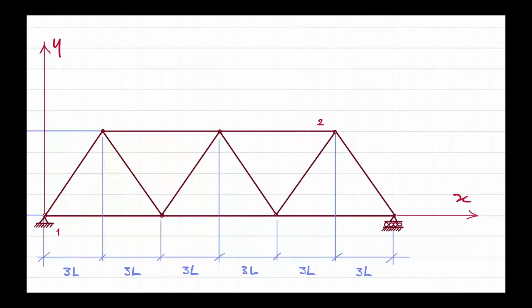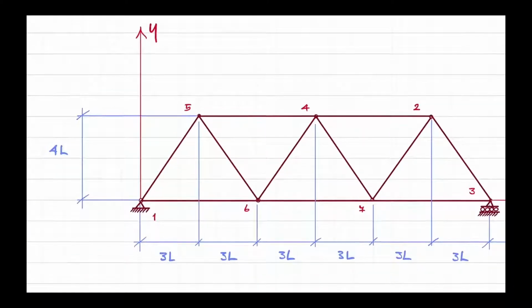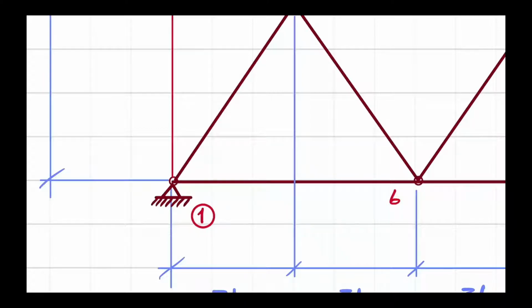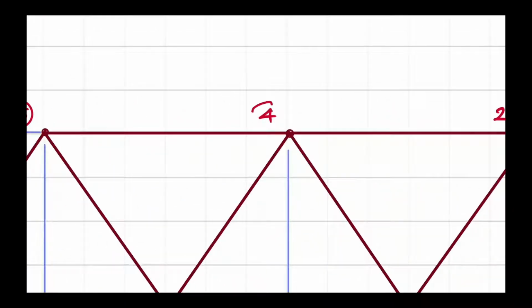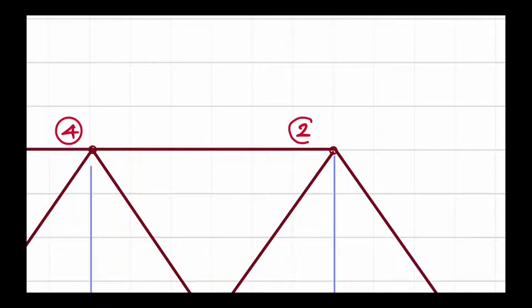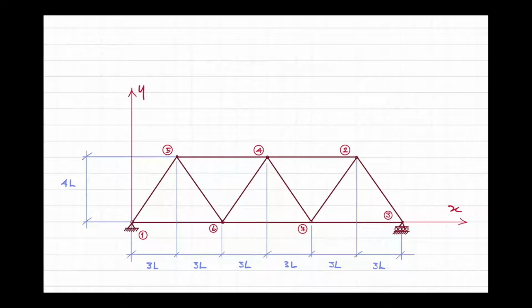So number 3, number 4, number 5, number 6, and number 7. We will identify the coordinate of each point. But for now, I think this is good to do.